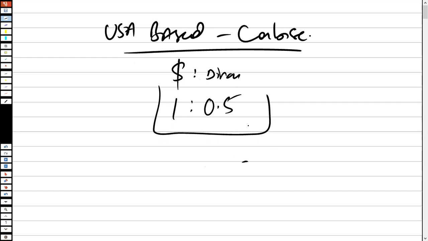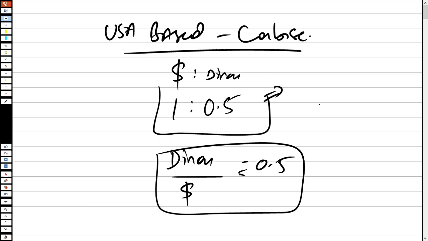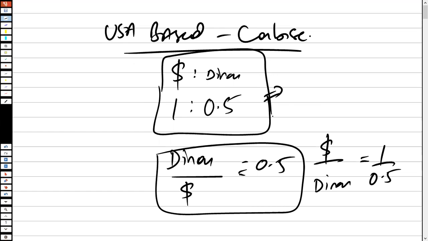Or if you read it like this, you would say, we know $1 is going to buy us half a dinar. So if I write it like this, dinar per dollar is 0.5. That's what I could do. I can write it like this: dinar per dollar, 0.5. Or I could write dollar per dinar as 1/0.5. Is that okay? So if the exchange rate is given to me in this way, this is what I can do.